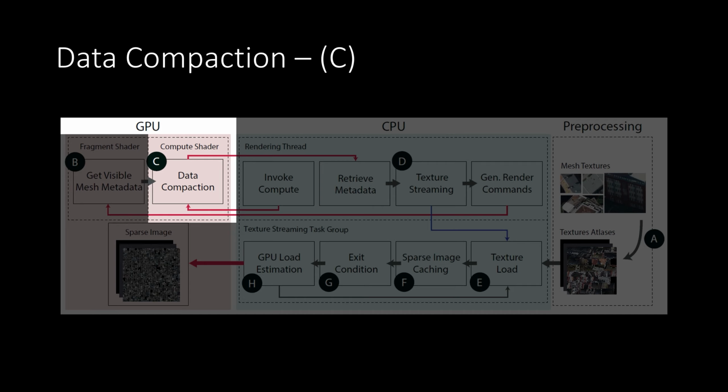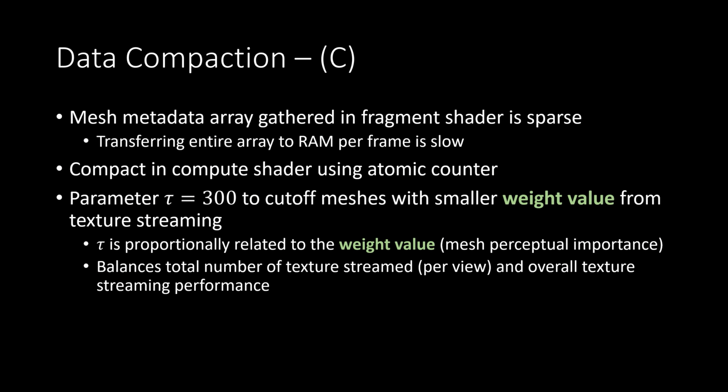The next process in the pipeline is to compact mesh metadata in the compute shader. Because the mesh metadata array gathered in the fragment shader is sparse, transferring the entire array to RAM per frame is slow. We want to compact this array in the compute shader using a simple atomic counter. We set the parameter tau equals 300 to cut off meshes with small weight values from texture streaming. Note that the parameter tau is proportionally related to the weight values defined previously. This parameter balances the total number of textures streamed with the overall texture streaming performance.